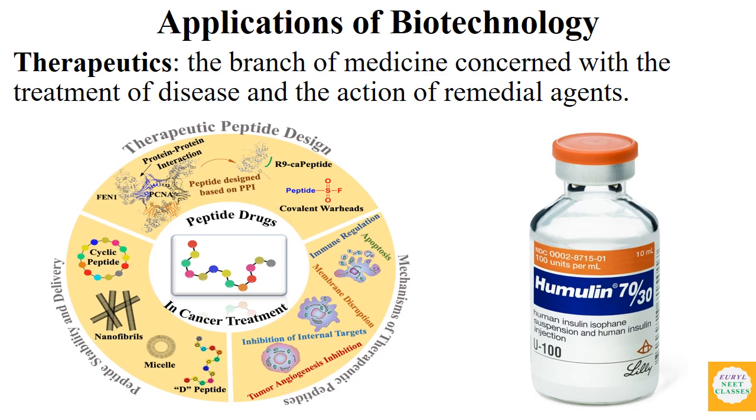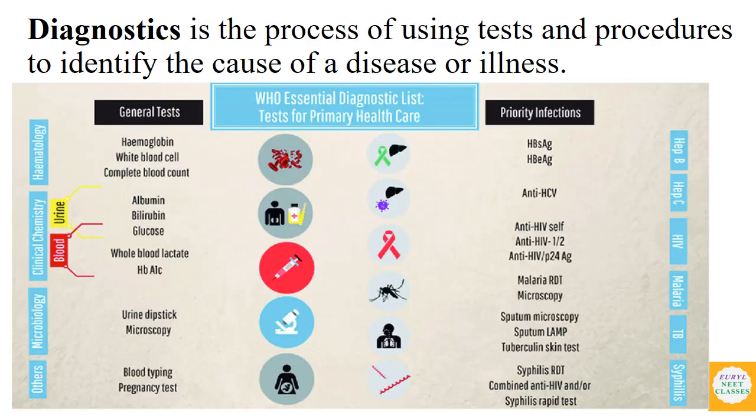Coming to the other diagram, called humulin, which is synthesized with the help of bacteria to treat diabetes conditions. What kind of diabetes condition? Diabetes mellitus. So this is one of the applications of biotechnology, called therapeutics.